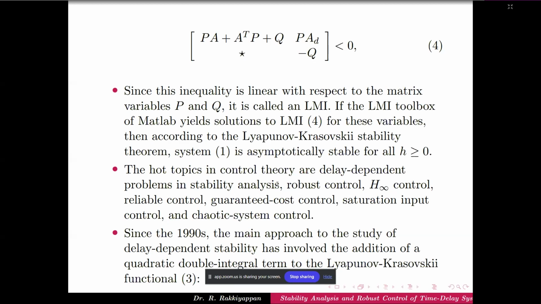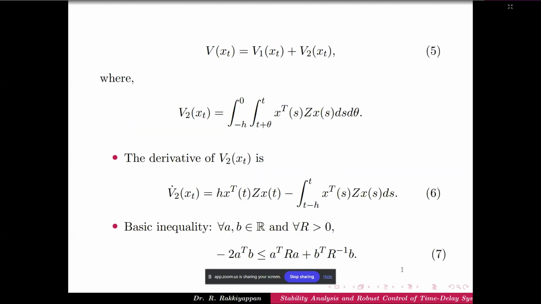The hot topics in control theory are delay dependent problems in stability analysis, robust control, H infinity control, reliable control, guaranteed cost control, saturation input control, and chaotic system control. Since the 1990s, the main approach to delay dependent stability has involved the addition of Lyapunov quadratic double integral terms to the Lyapunov-Krasovskii functional 3. So this is the double integral term, the quadratic integral term. We have to use this term for getting the delay dependent stability of the given system.